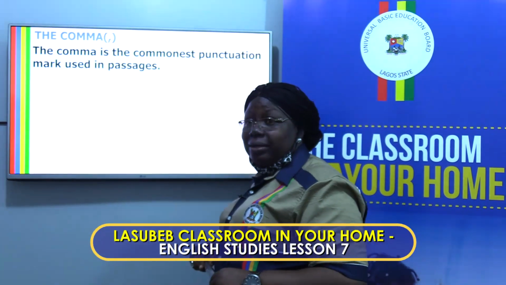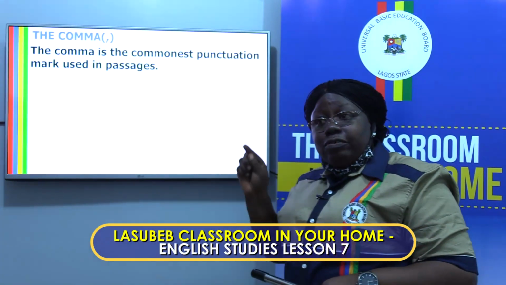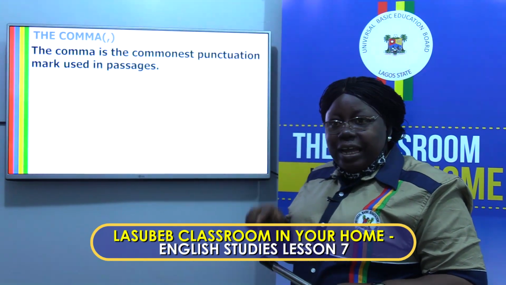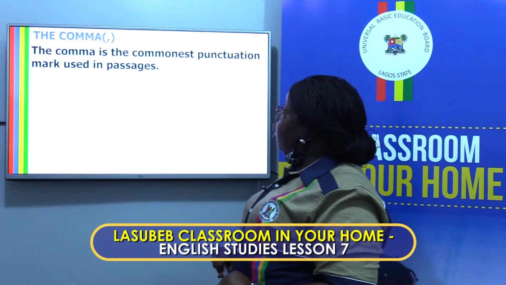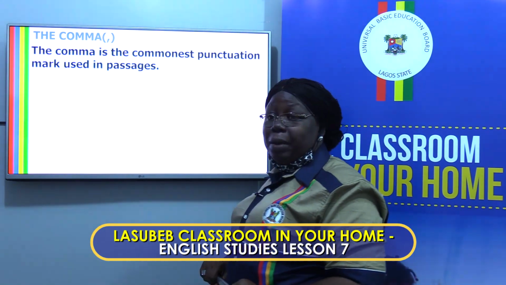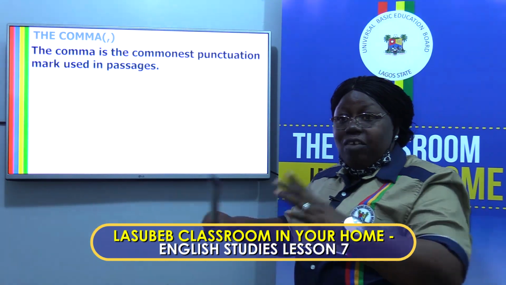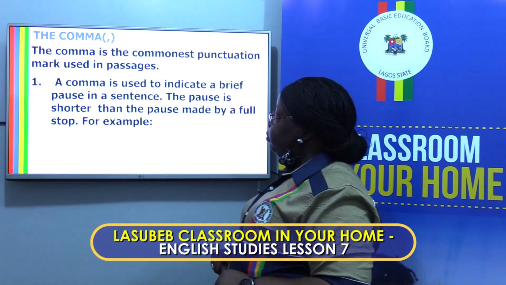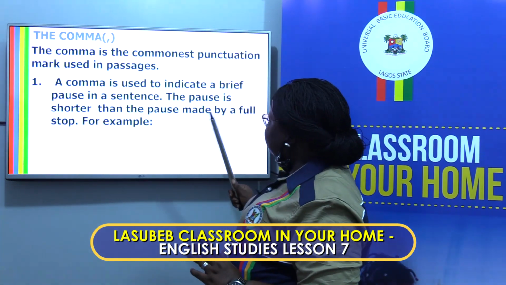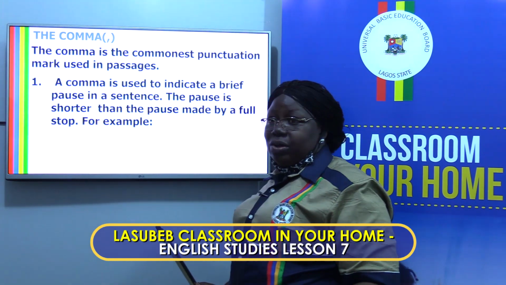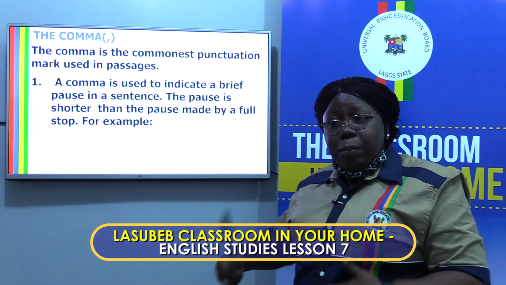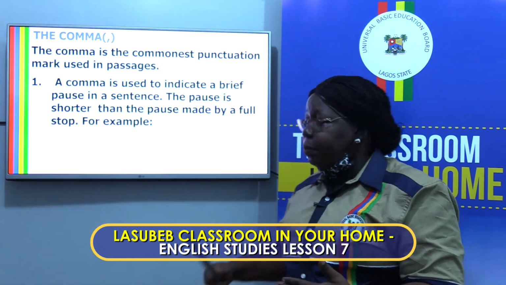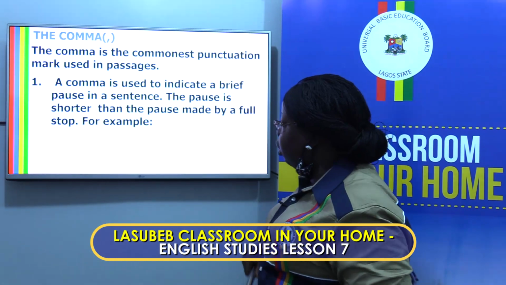When we talk about the comma, it looks like a longer full stop, a bended full stop. The comma is the commonest punctuation mark used in passages. A comma is used to indicate a brief pause in a sentence. When you are making a sentence and you want to stop a little, you have not gotten to the conclusion or to the end where you put the full stop, then you use the comma.